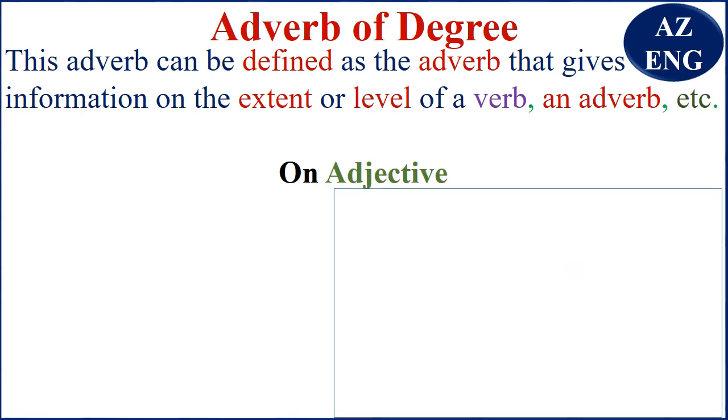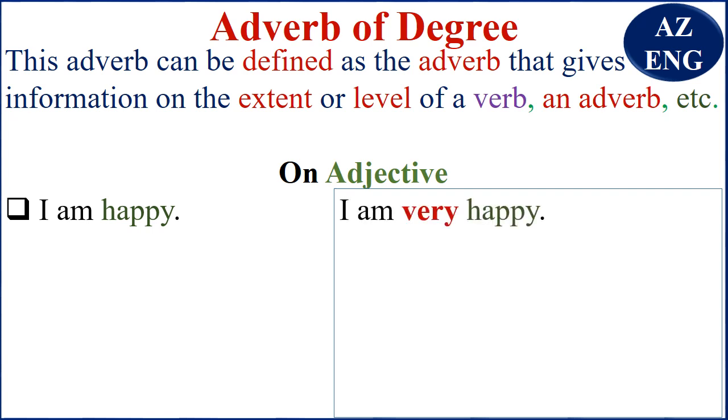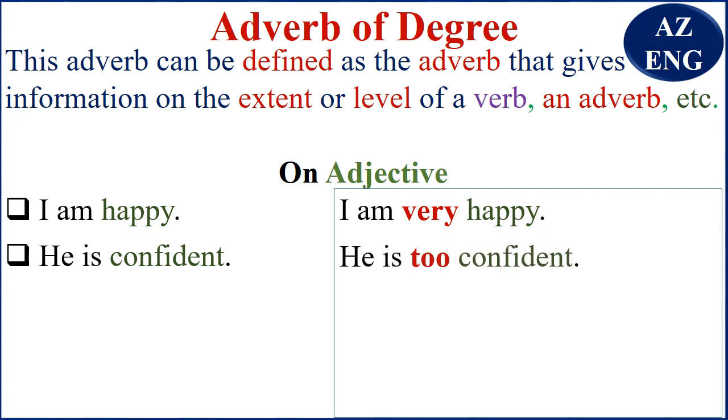Good. Now on adjectives, for example, I am happy. Happy is an adjective, so I'm going to use an adverb of degree to modify the adjective happy. So I say, I am very happy. The word very is an adverb of degree. It modifies the adjective happy. Very happy. He is confident. Confident is an adjective. Here in the sentence, he is too confident. Too is an adverb of degree. It modifies the adjective confident.